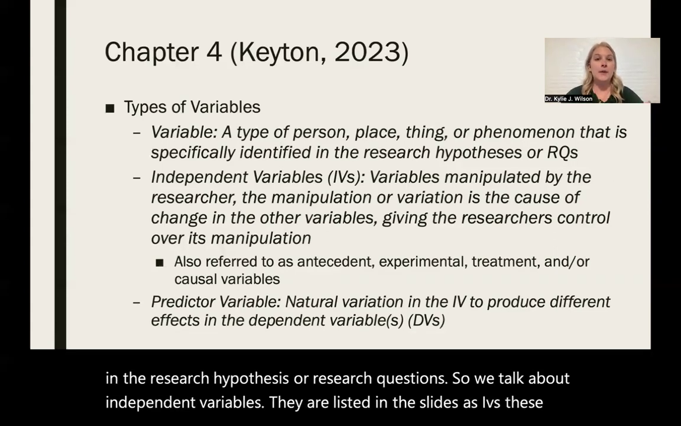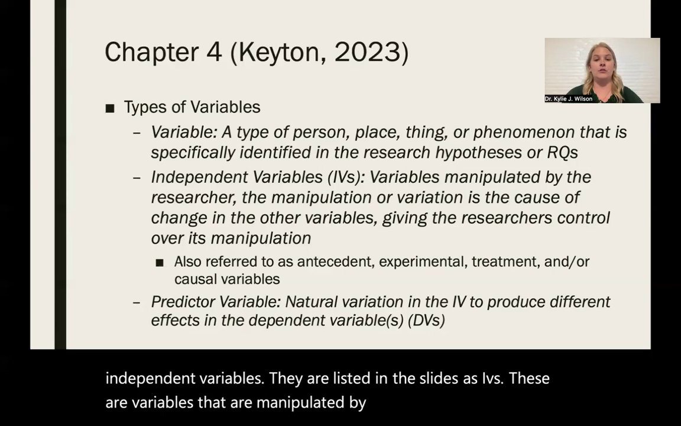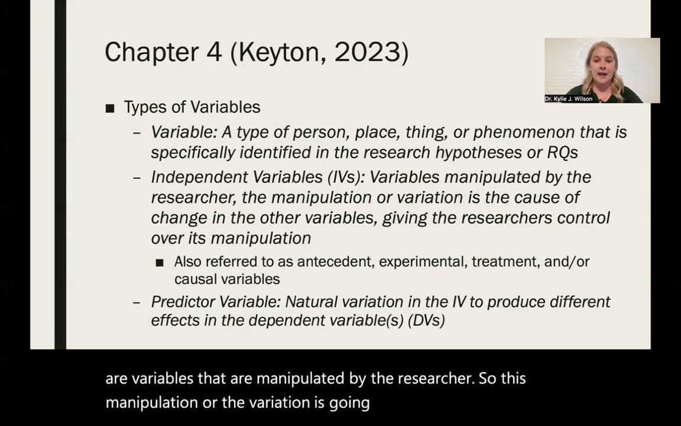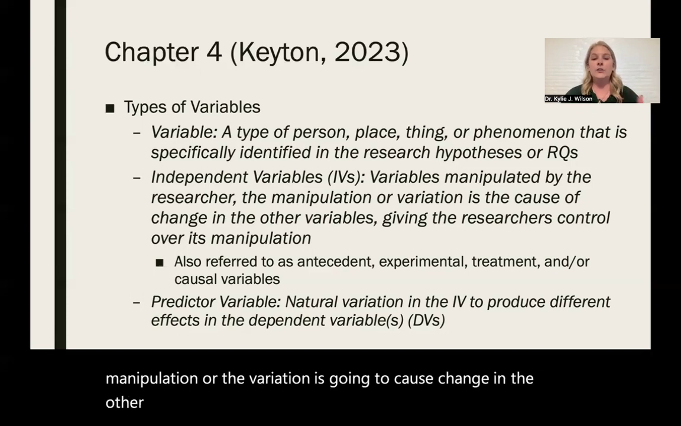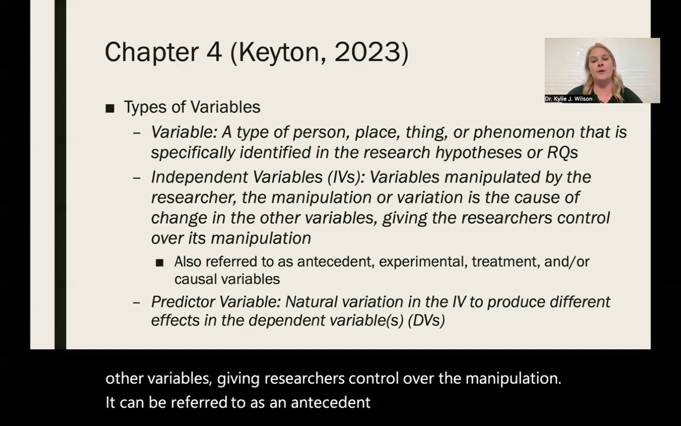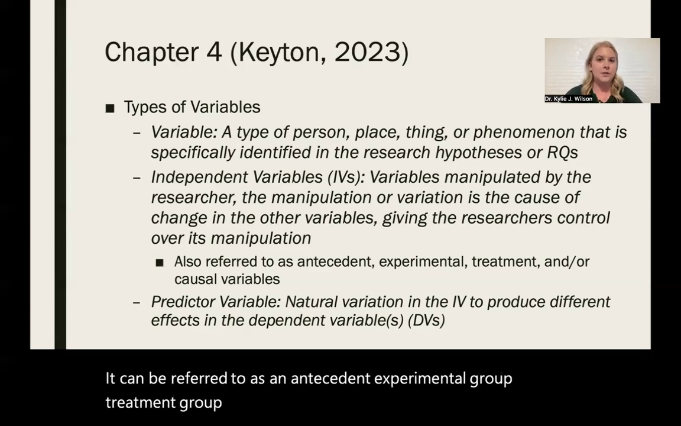These are variables that are manipulated by the researcher. So this manipulation or the variation is going to cause change in the other variables, giving researchers control over the manipulation. It can be referred to as an antecedent, experimental group, treatment group, causal variables. All of those are going to be interchangeable depending on what you're doing.